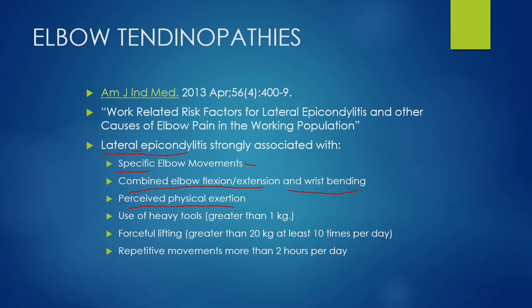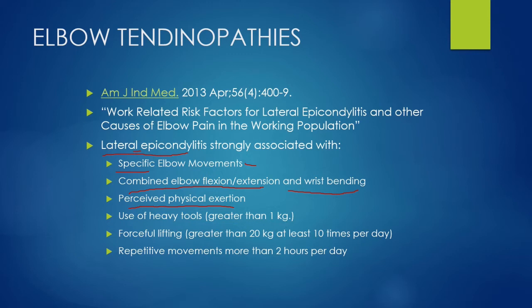Also, the use of heavy tools greater than 2.2 pounds, especially in the dominant upper extremity, is associated with lateral epicondylitis. Forceful lifting greater than 44 pounds, which is 20 kilograms, at least 10 times per day. And I'm thinking of those guys that deliver the 5-gallon jugs of water. 5-gallon jugs of water are 40 pounds plus the bottle. So I don't know how many hundreds of those jugs those water delivery guys handle per day, but it's this type of repetitious forceful lifting that's associated with lateral epicondylitis.